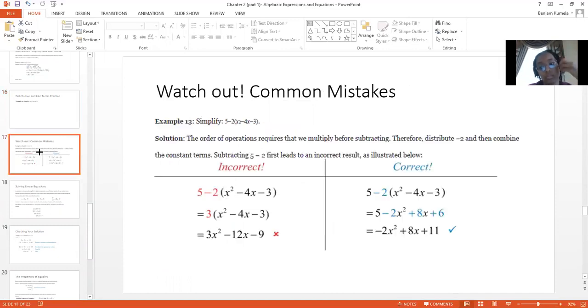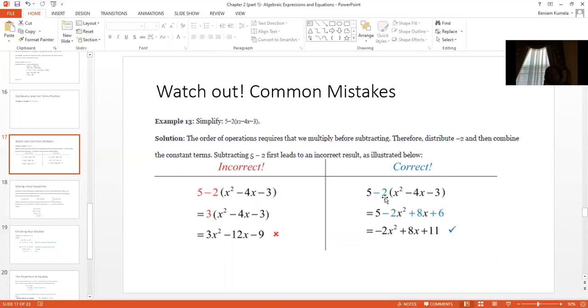I trust that you got it. So watch out for common mistakes. One common mistake you can make is forgetting the order of operations whenever you see something like this. The incorrect way to do it is 5 minus 2 first, and you get 3. Then you distribute the 3, you get 3x squared minus 12x minus 9. That's incorrect. Always remember PEMDAS, you do multiplication first instead of addition and subtraction.